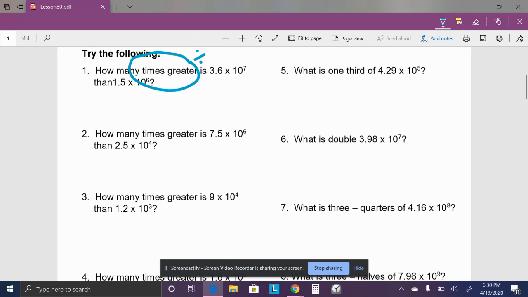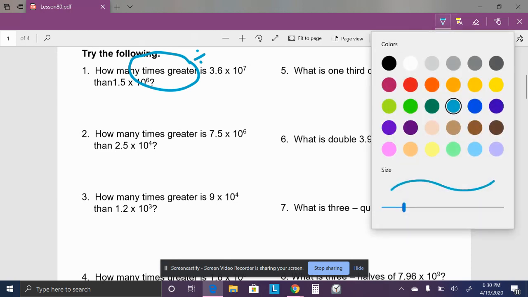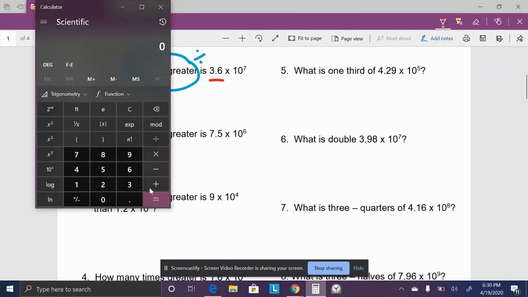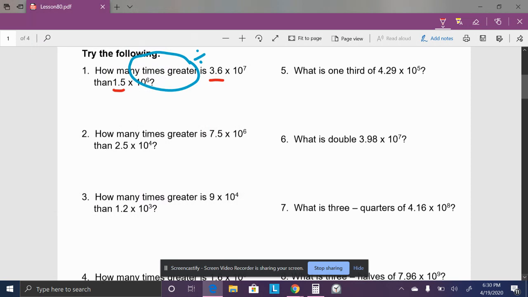So we're going to divide the numbers out in front. With my calculator, I'm going to divide 3.6 by 1.5, and you get 2.4. So that's the number that goes out in front, 2.4.